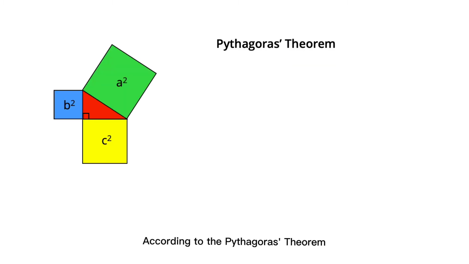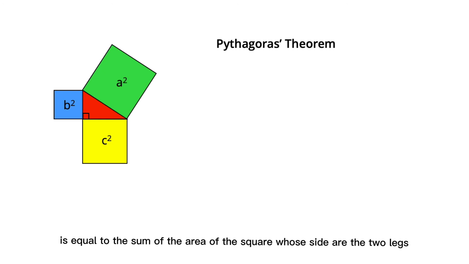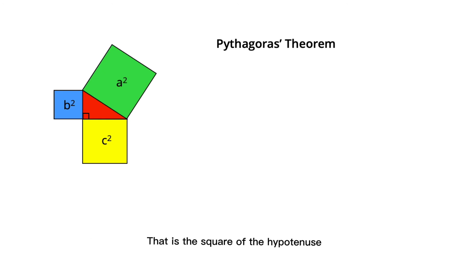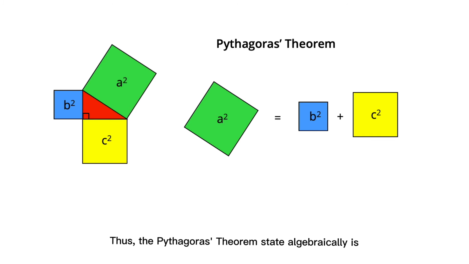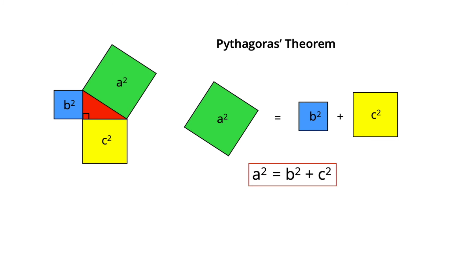According to the Pythagoras theorem, in any right triangle, the area of the square whose side is the hypotenuse is equal to the sum of the areas of the squares whose sides are the two legs. That is, the square of the hypotenuse is equal to the sum of the squares of the other two sides. Thus, the Pythagoras theorem algebraically is A squared equal to B squared plus C squared.